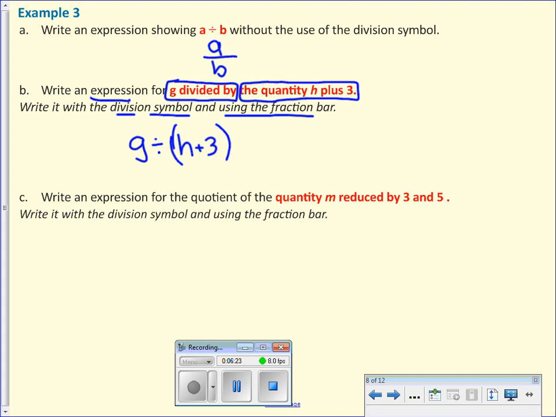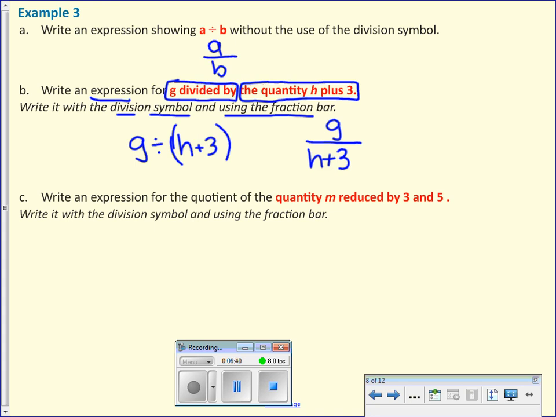Okay, now writing this using a fraction bar, G is being divided by the sum H plus 3. Here's the cool thing about when we write it as a fraction, we don't need the parentheses. It can be written just like that. So let's take a look at C.